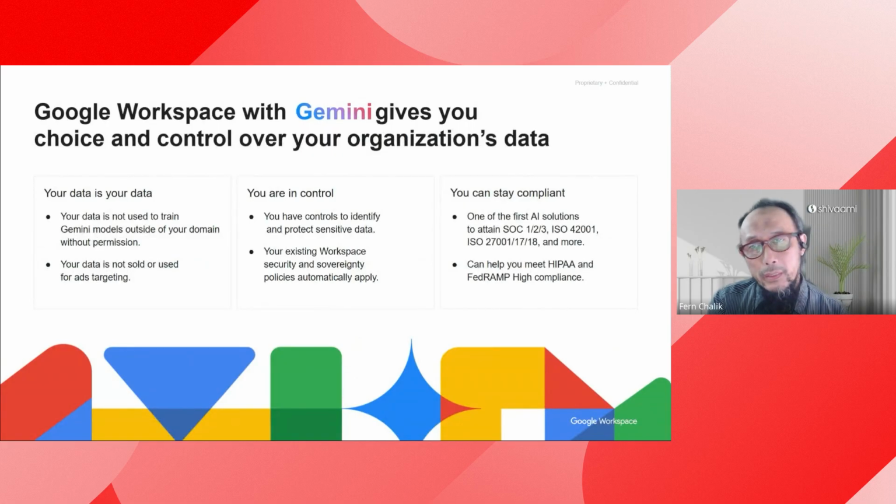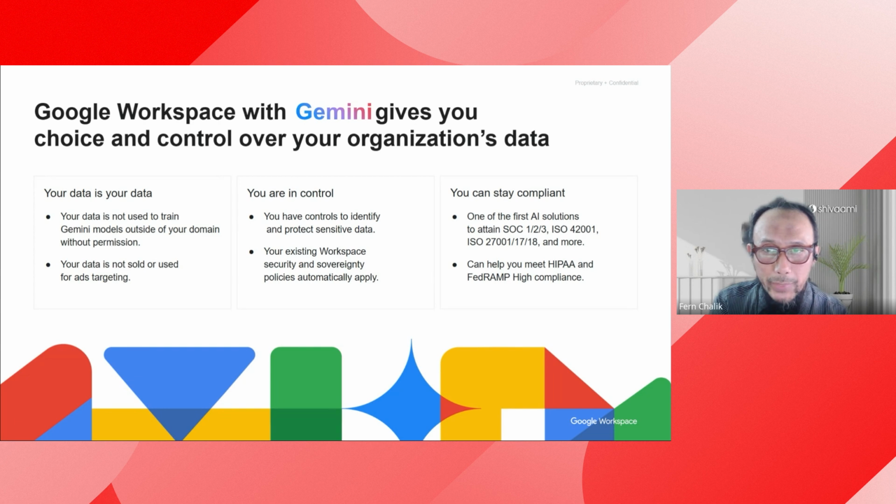Okay, we know that security, confidentiality, and compliance are top priorities for you and your business when adopting AI, and Google is committed to helping you keep your data safe. Google Workspace with Gemini does not change Google's foundational privacy protections that give you choice and control over your organization's data. Again, I have to emphasize, your data is your data. We don't use your data, prompts, or generated responses to train Gemini models outside your company or outside your domain without permission. We don't sell your data or use it for ads targeting. You are pretty much in control.